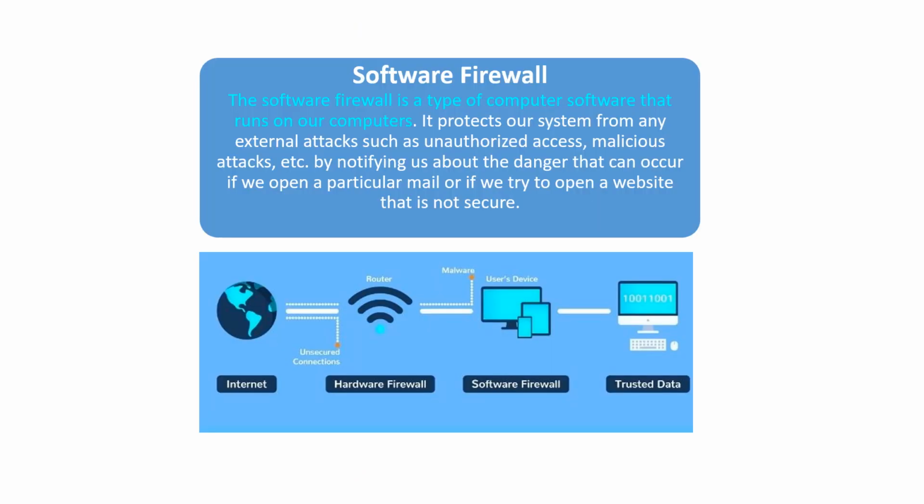The next type of firewall is the software firewall. It is a type of computer software that runs on our computers. It protects our system from external attacks such as unauthorized access and malicious attacks, by notifying us about the danger that can occur if we open a particular mail or if we try to open a website that is not secure. So this is a software firewall. In this diagram, hardware firewall is also given that we can see now.